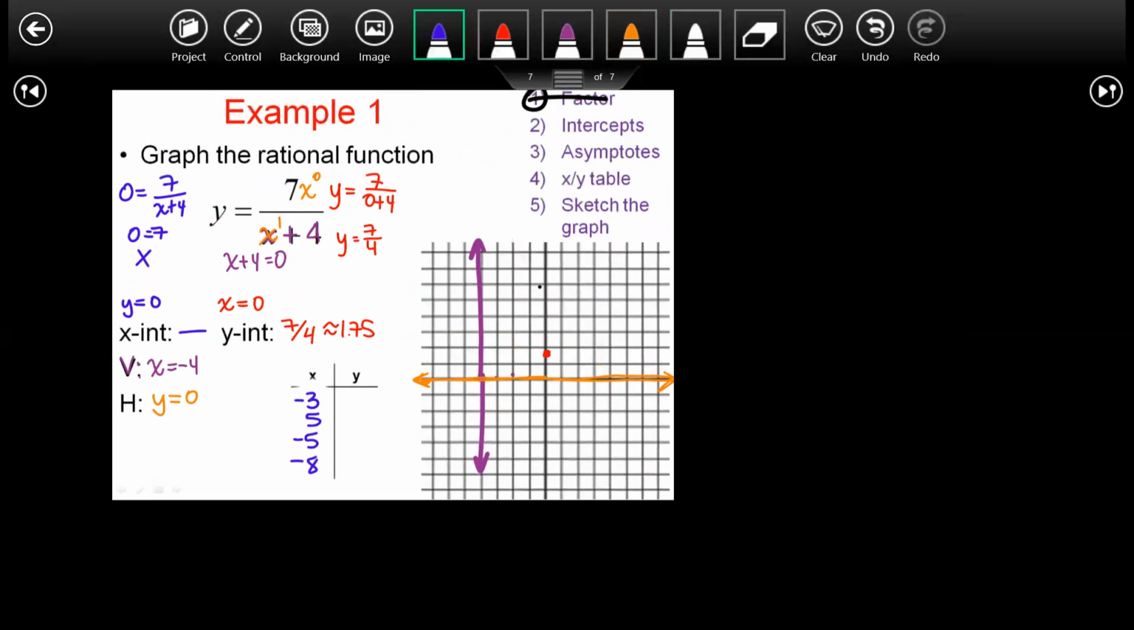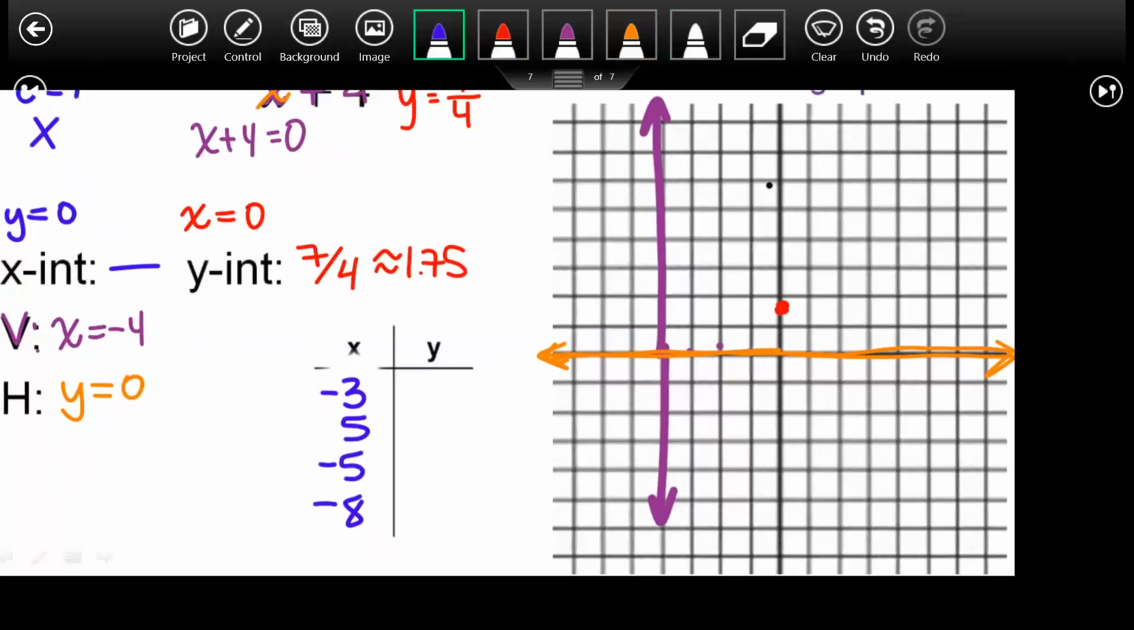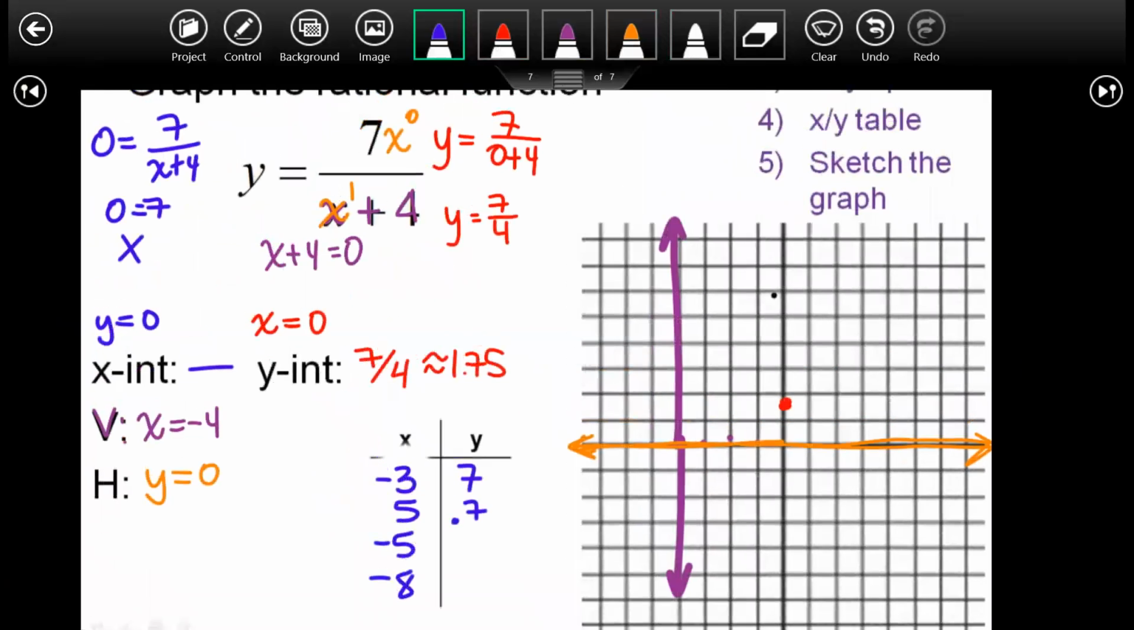I'm going to cheat and just go to the table. If you were to plug these into the actual equation, at -3, you're going to get what? 7. At 5, you're going to get what? 5, you're going to get 0.7. At -5, you're going to get what? I'm plugging these in. Yes, I'm plugging my x's into my bottom equation.